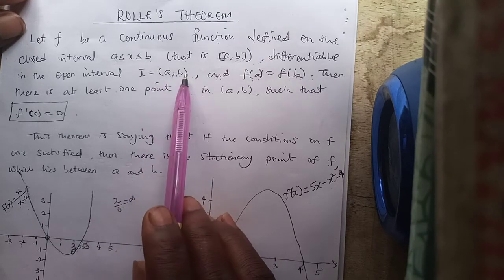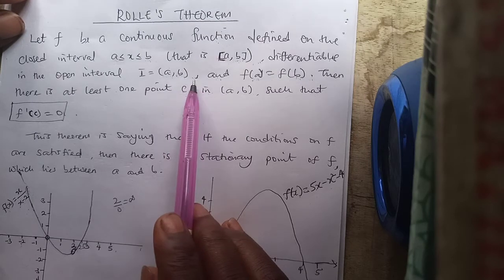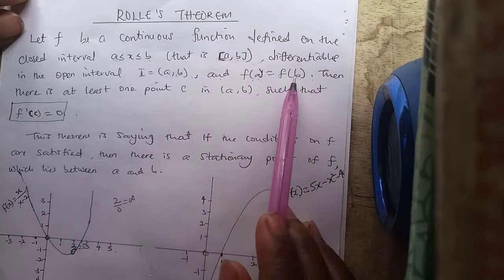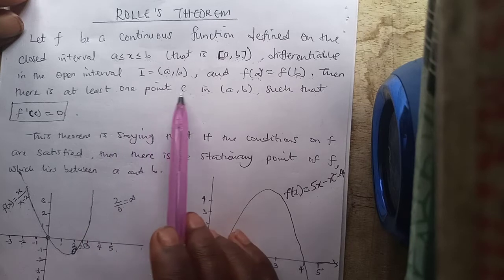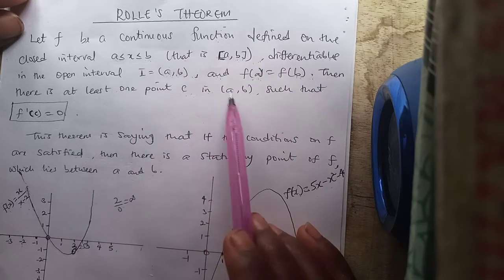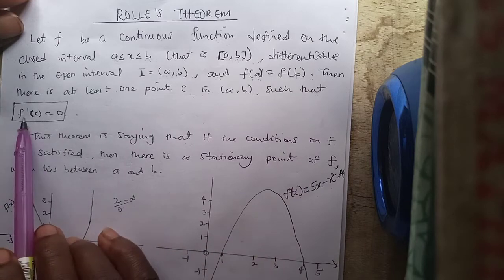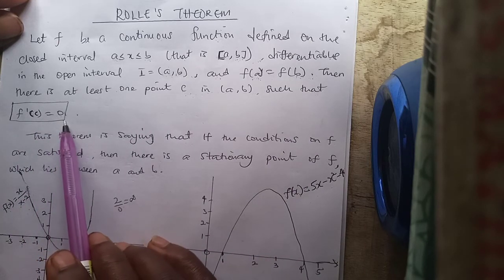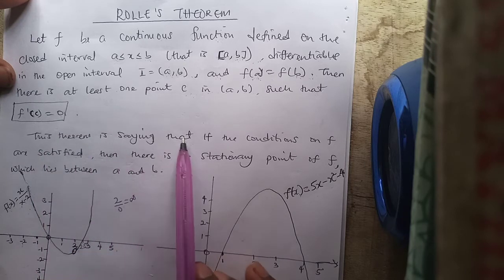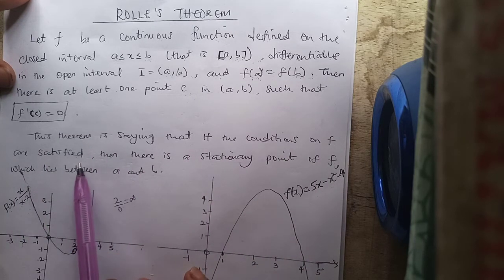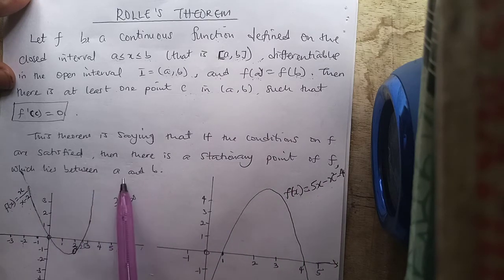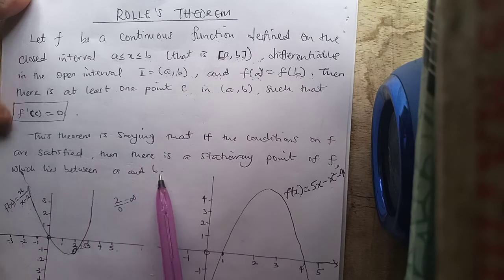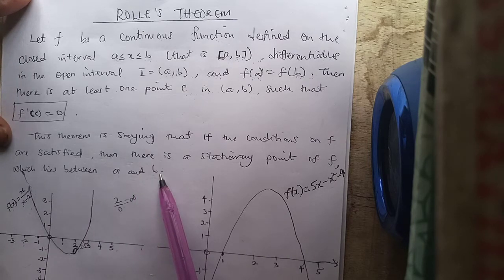This is to tell us that a and b are not inclusive in the interval, and f of a equals f of b, which is the third condition. Then there is at least one point c in the interval (a, b) such that f prime of c equals 0. This theorem is saying that if the conditions of f are satisfied, then there is a stationary point of f which lies between a and b. You can see that Rolle's theorem is talking about the stationary point of a function in a closed interval.